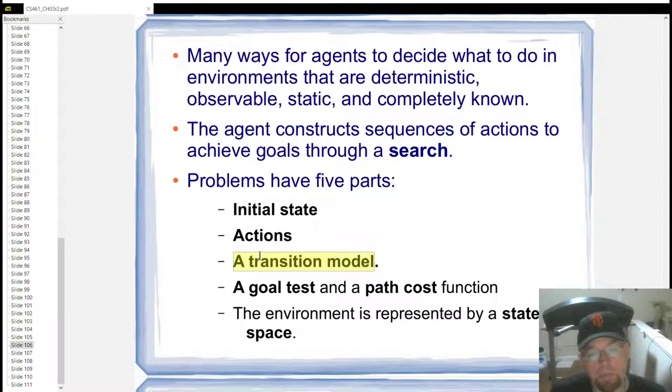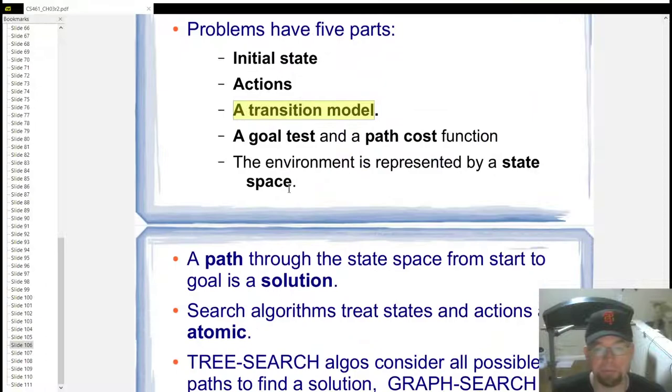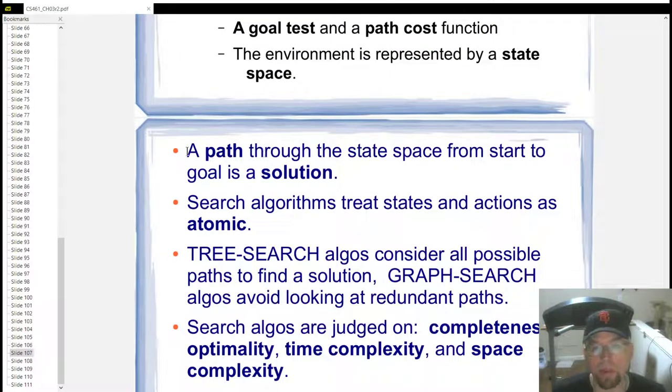So goal test and a path cost, right? And so then after I decide I'm going to do this, I'm going to do that, then in the real world, in the environment, I do that. So you got your goal test, your path cost function. Those are just the functions that say, hey, is that the state that I want to be in? Is that the goal? How much does it cost to get me there? So that path through the state space from the start state to the goal state, that's your solution. And the solution represents a series of actions.